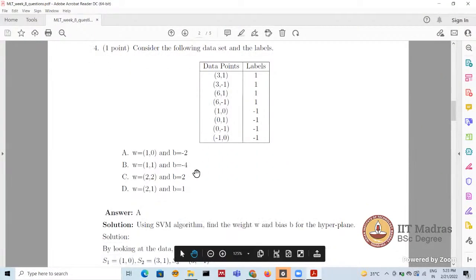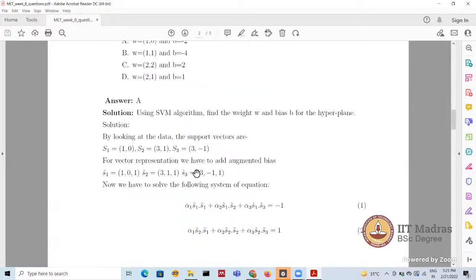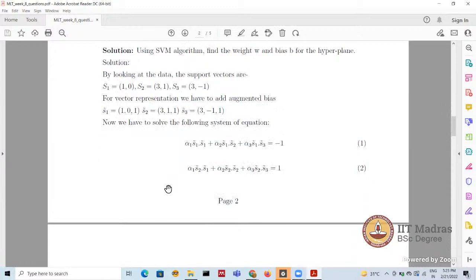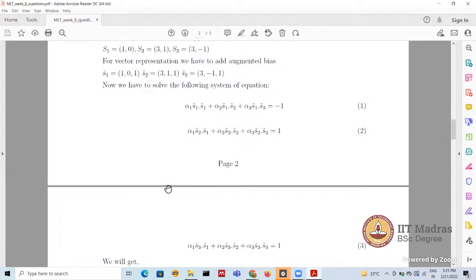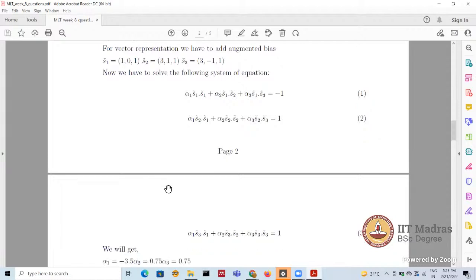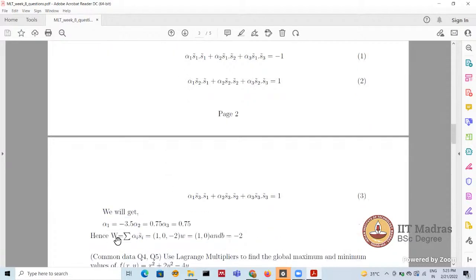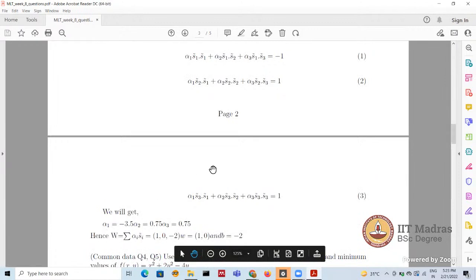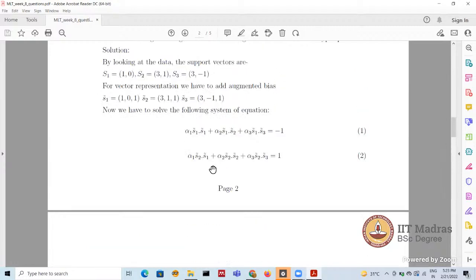So that was one method. The other method is this, where you are given the data points and you identify the support vectors, and then you have to solve this system of equations. By solving this system of equations, you will get the alpha i's, and with these alpha i's and the support vectors, you can find the weight. Once you have the weight, you can predict any other upcoming point. So is this clear?